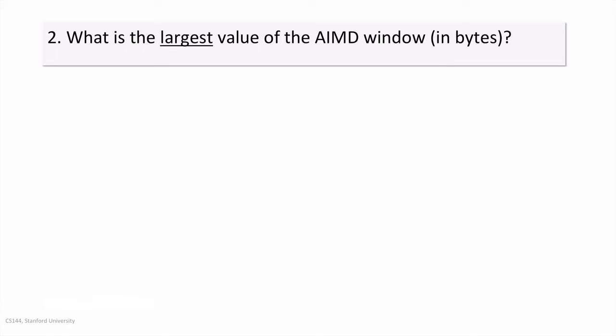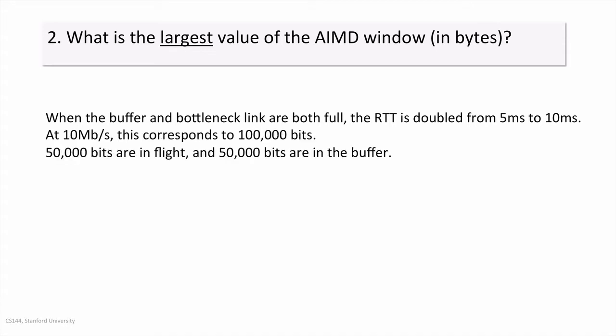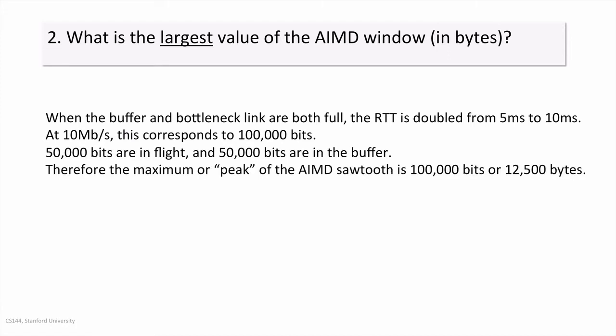Part 2. What is the largest value of the AIMD window in bytes? When the buffer and bottleneck link are both full, the RTT is doubled from 5 milliseconds to 10 milliseconds. At 10 megabits per second, this corresponds to 100,000 bits. 50,000 bits are in flight, and 50,000 bits are in the buffer. Therefore, the maximum or peak of the AIMD sawtooth is 100,000 bits, or 12,500 bytes.